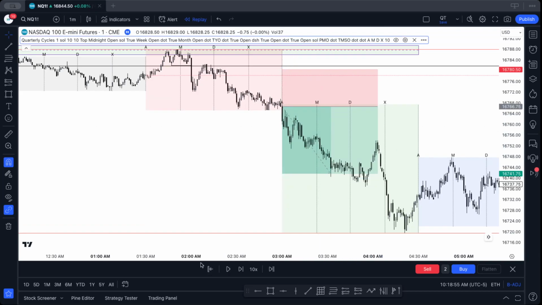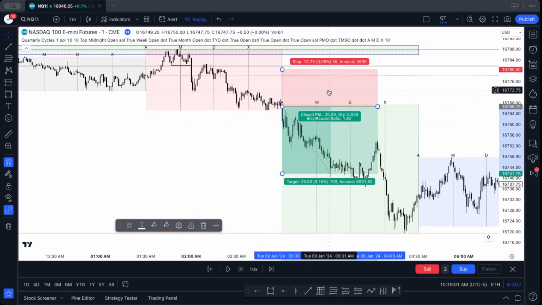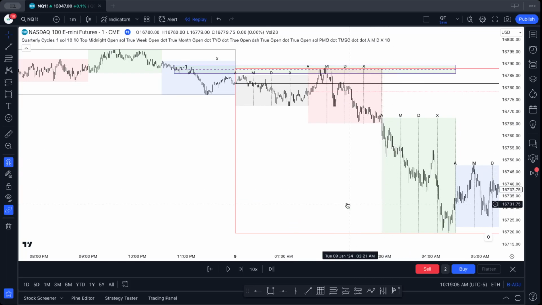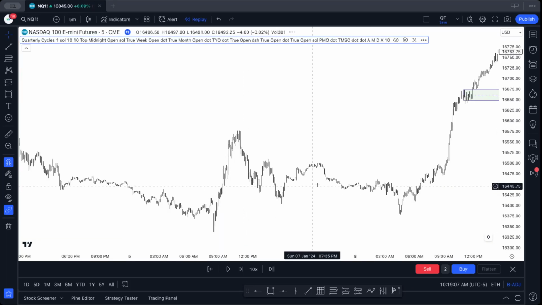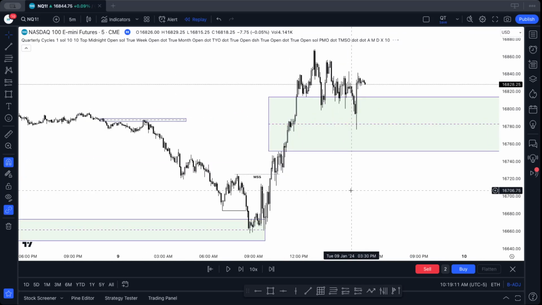You would have never been in drawdown. The beauty of quarterly theory, right? So you would have never been in drawdown on this trade. So that's 2 dubs, one right there, one right there. So now let's look at the daily AMD.